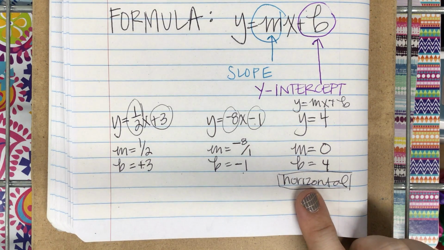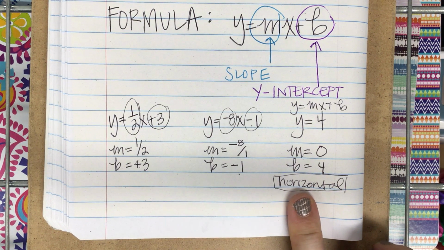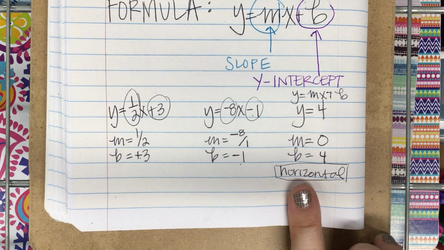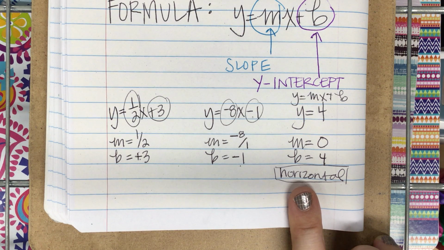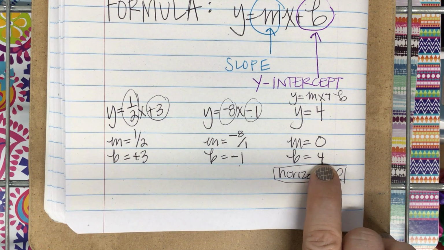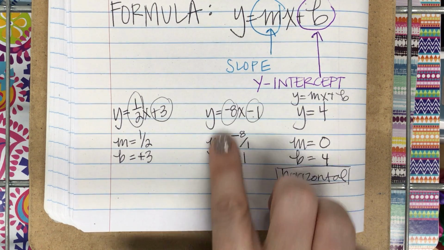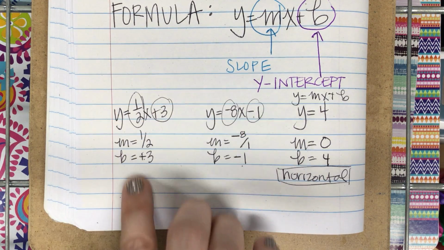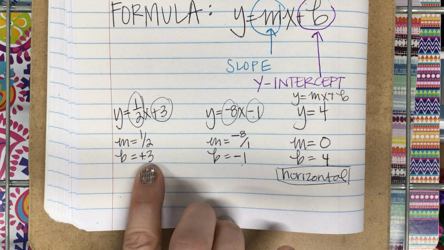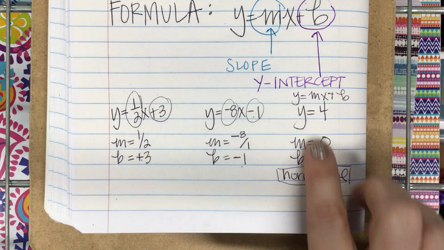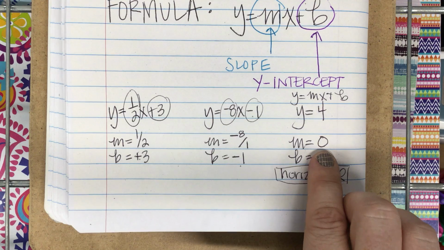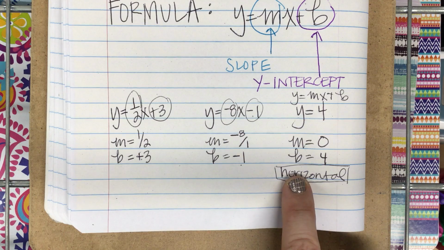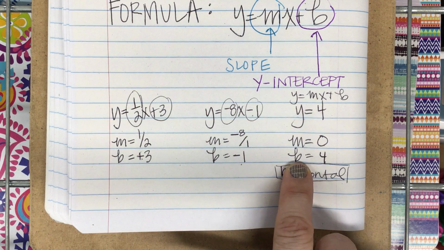Where does my horizontal line intercept the y-axis? At 4. Here, my diagonal line intercepts the y-axis at -1. Here, my diagonal line intercepts the y-axis at 3. Here, I have a horizontal line because there is a slope of 0. And my horizontal line intercepts at 4.